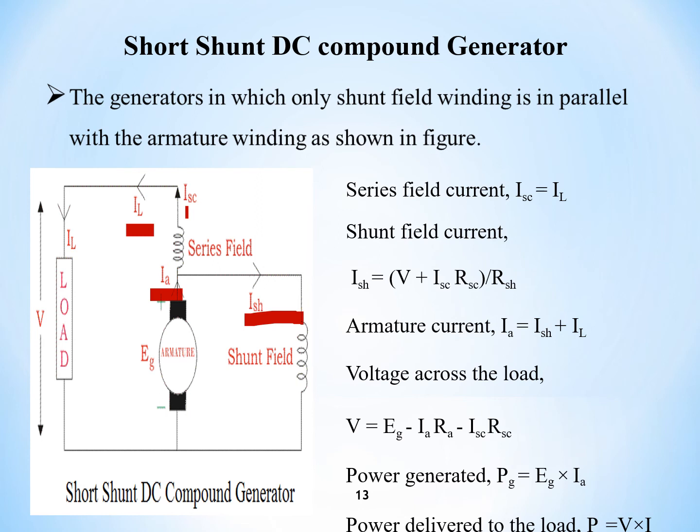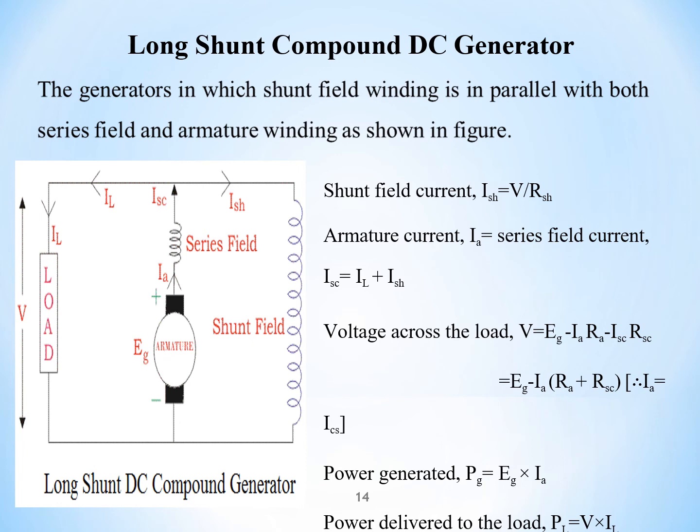So the voltage across the load V is, according to Kirchhoff's voltage law, V equals EG minus IA RA minus ISC RSC. So the power generated PG is equal to EG into IA, and the power delivered to the load is PL equal to V into IA.